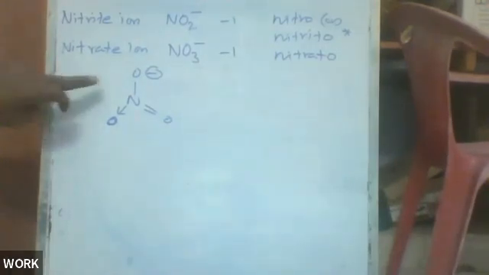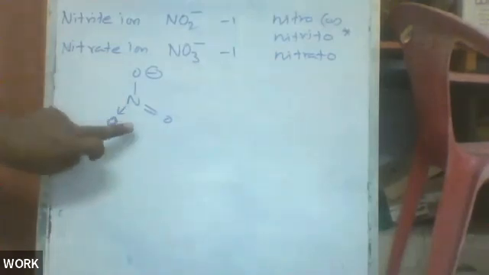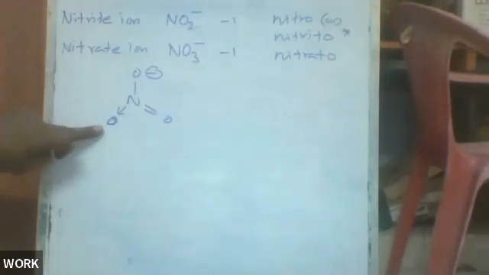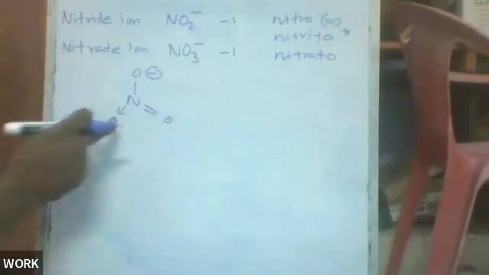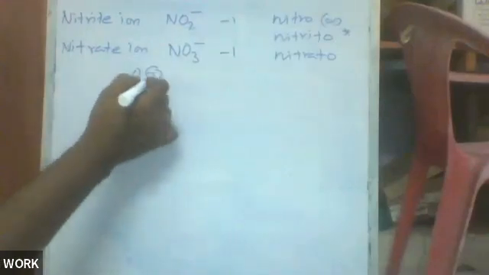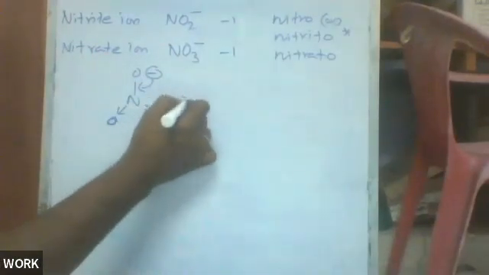Is it clear? So when you are taking nitrogen, the lone pair is not available because it is already coordinated through one more oxygen. So it has only one oxygen which coordinates. If this oxygen or this oxygen, it will undergo resonance.